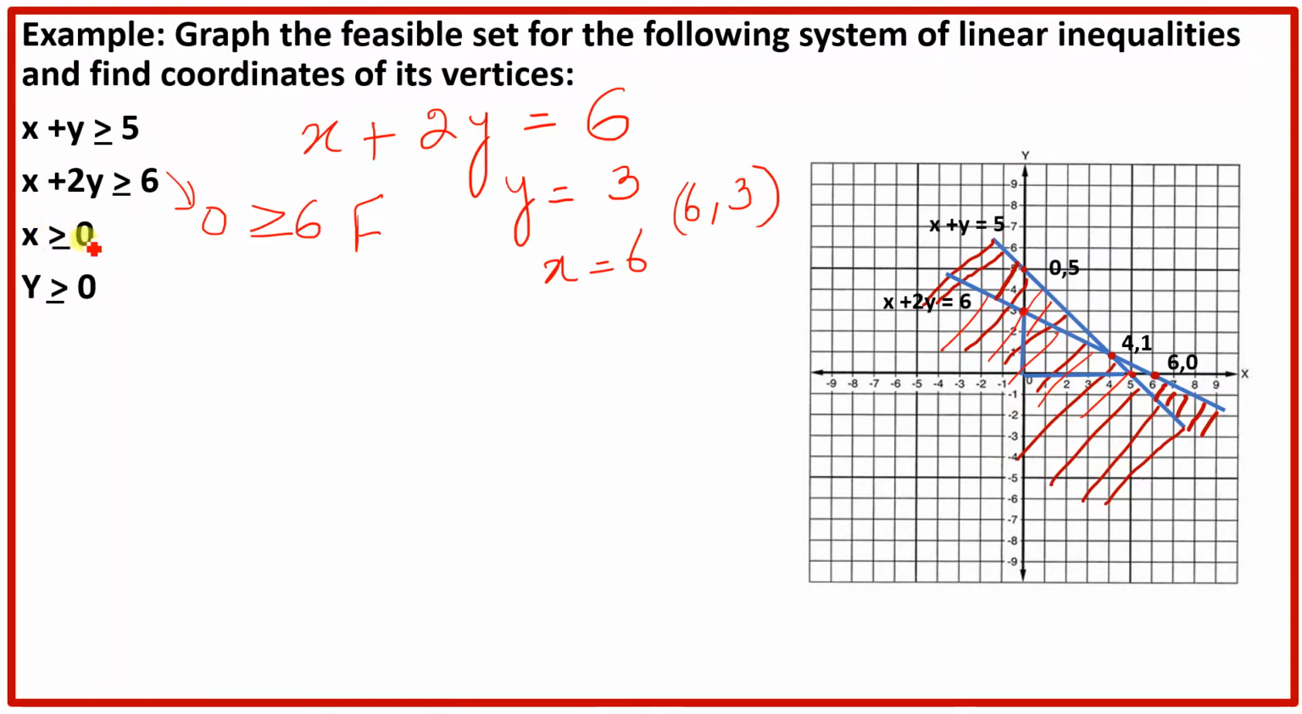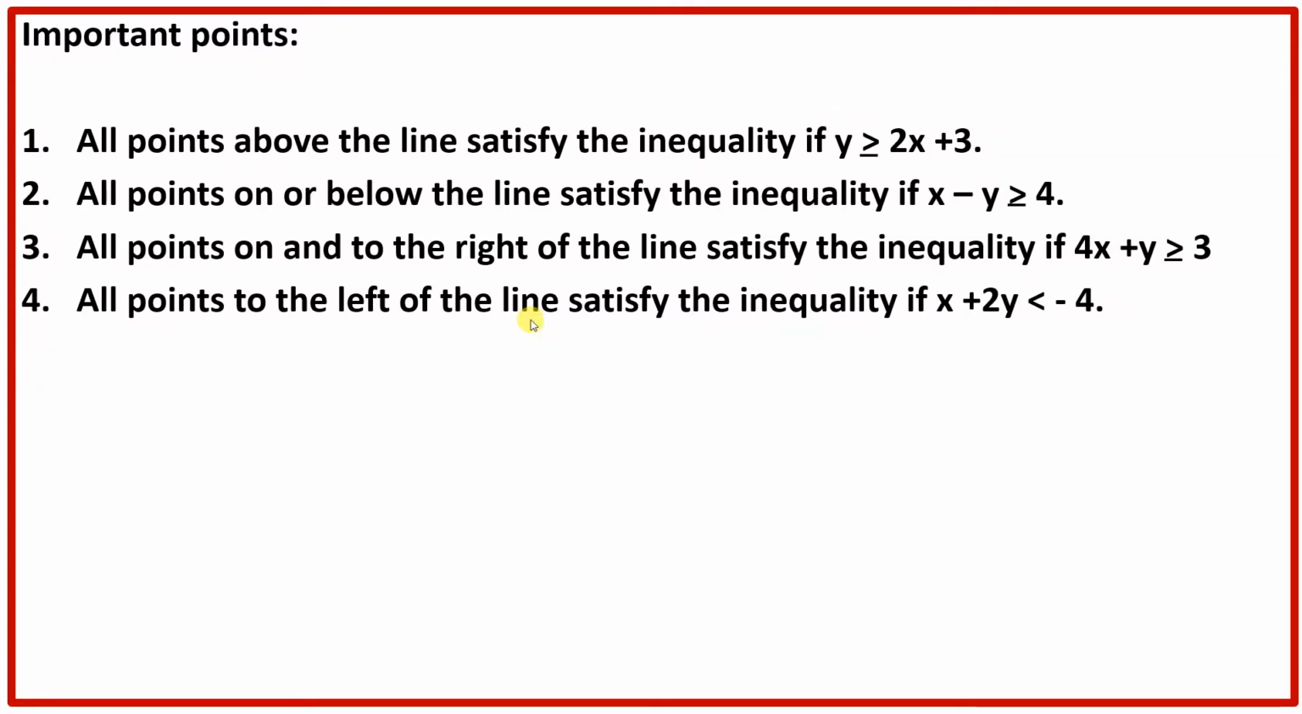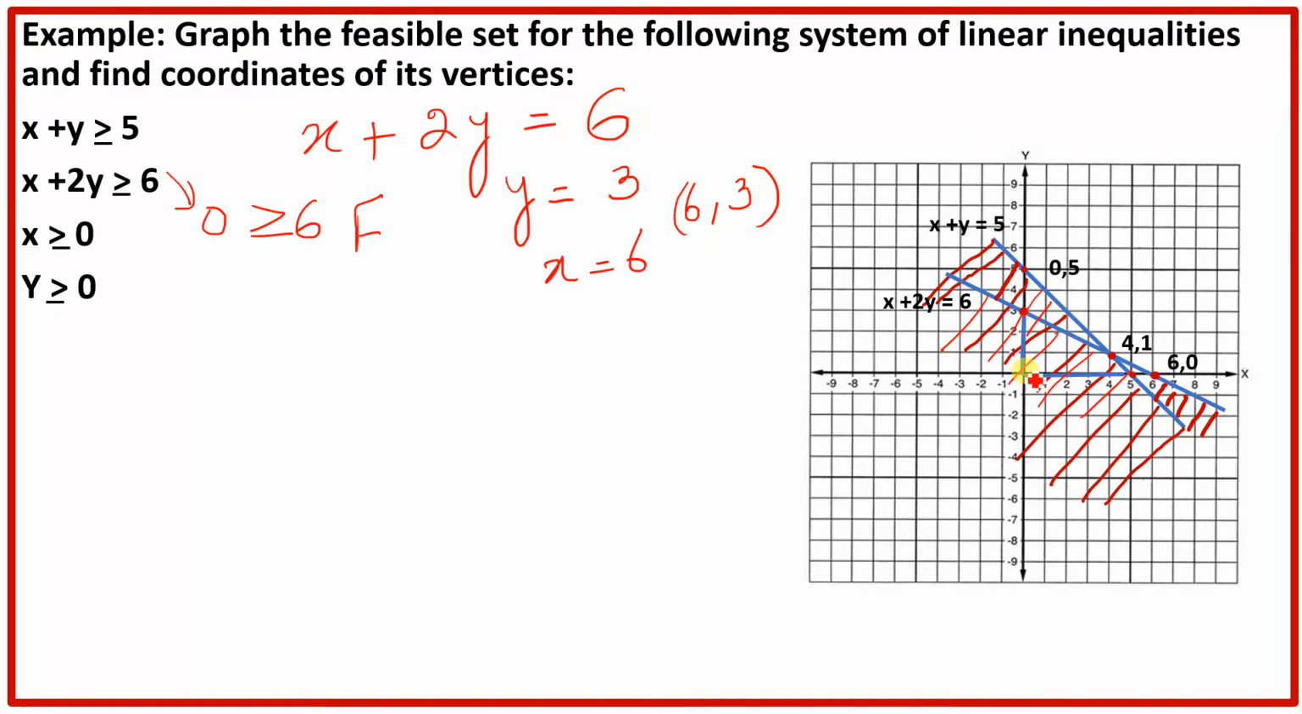And for x greater than or equal to 0 and y greater than or equal to 0, we will get these points here, in the first quadrant. So now we have to find the coordinates of the vertices. See, this is the feasible region. The unshaded area is the feasible set.